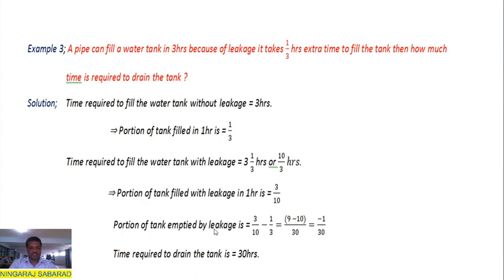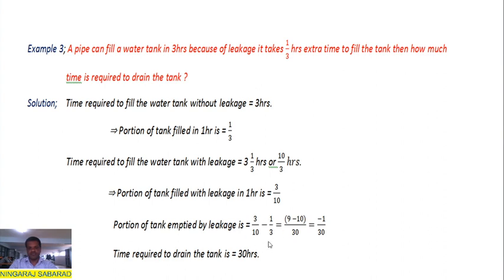To calculate this, it is the portion of the tank filled with leakage in 1 hour minus the portion of the tank filled in 1 hour. See, both values are available here. So 3 by 10 minus 1 by 3. This is nothing but the portion of the tank filled in 1 hour with leakage minus the portion of the tank filled in 1 hour. So that is 3 by 10 minus 1 by 3.